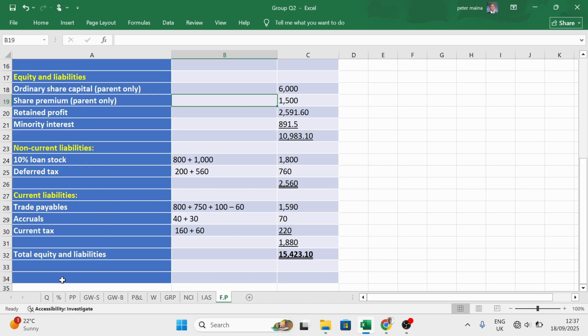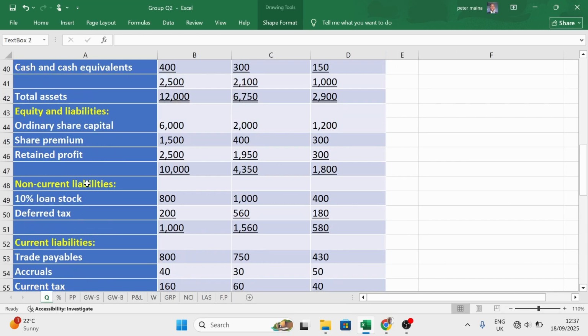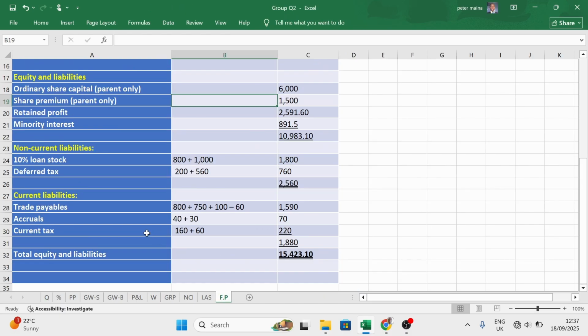If you go back to the question, the ordinary share capital of the parent was 6,000. Share premium of the parent was 1,500. These two are the ones we are going to take. We are not going to add to the other ones for the subsidiary. So 6,000 and 1,500, those are the ones for parent only.